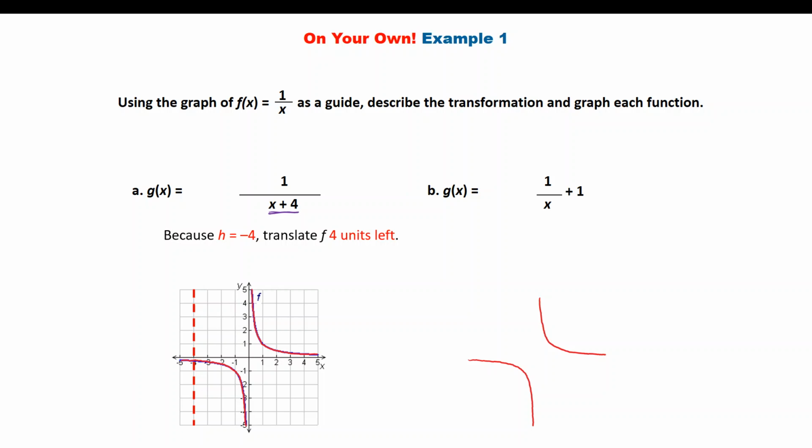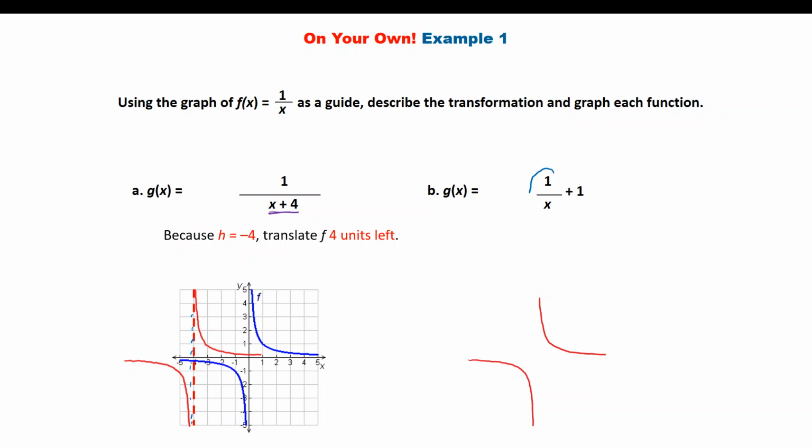This first graph that I have here is the graph of 1 over x by itself, and then all we have to do to translate it is move our graph over 4 units to the left. And notice that my asymptote also moved 4 units over to the left. So my new asymptote is right here. All right, and then same with the second one.